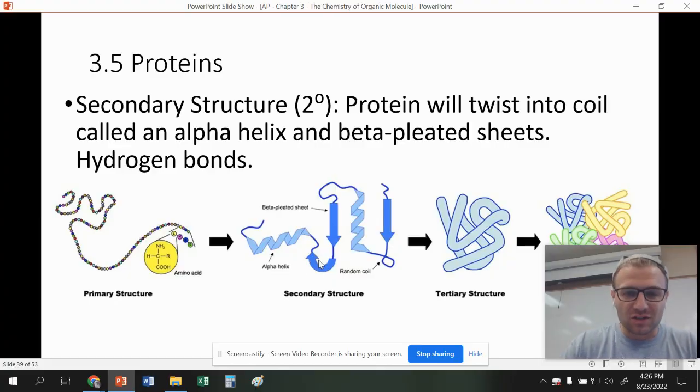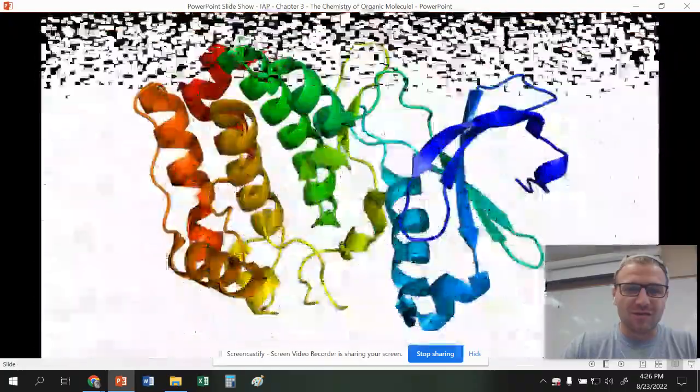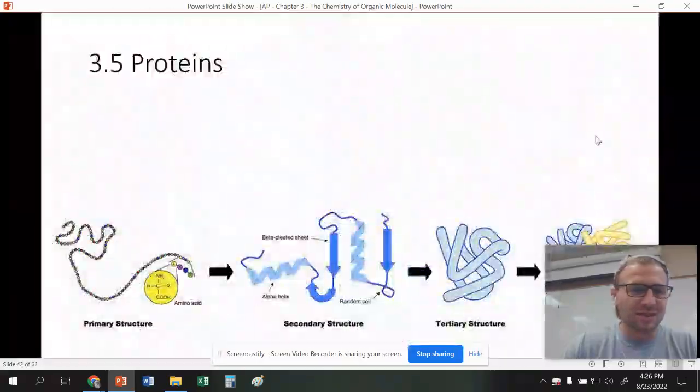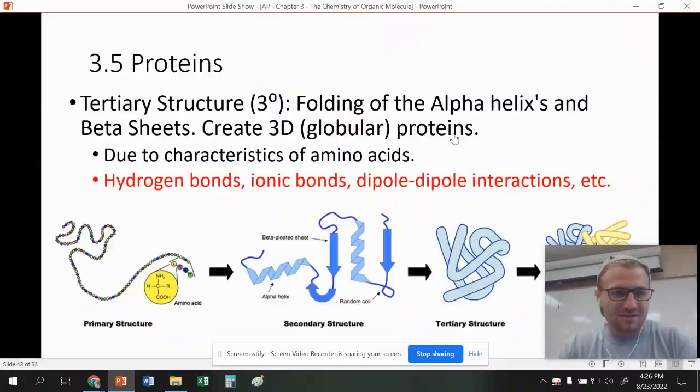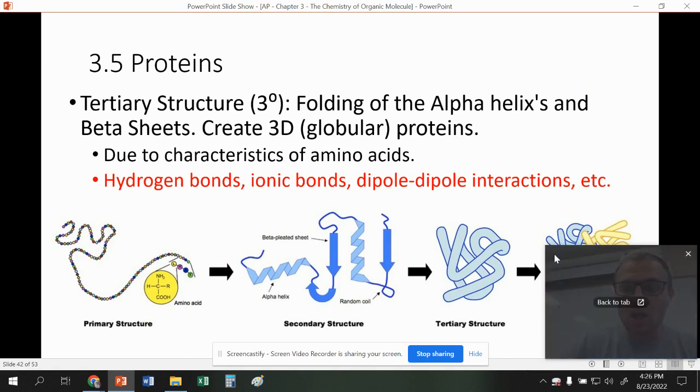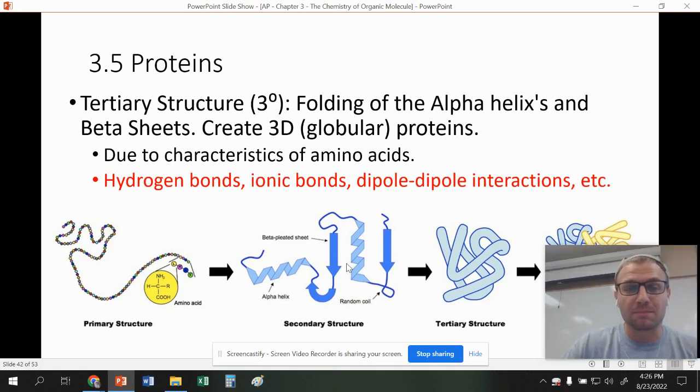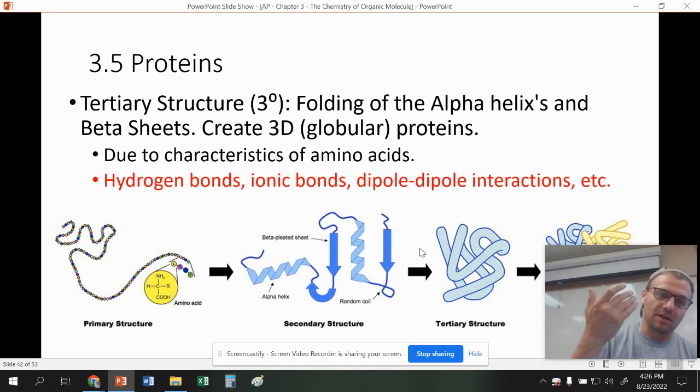Now, these structures will start folding on each other, and that's going to form our tertiary structure. So once these beta pleated sheets and alpha helixes start folding and making a shape, that's going to be our tertiary structure. Okay, and how they fold is based on the properties of the amino acids.